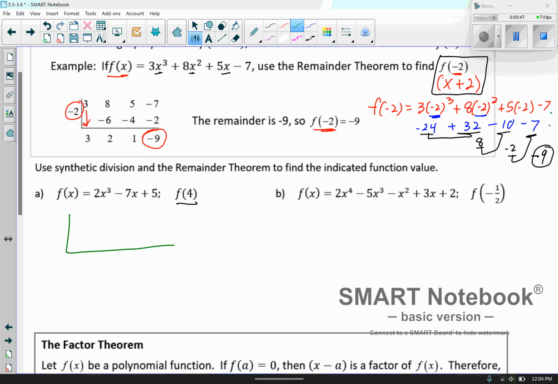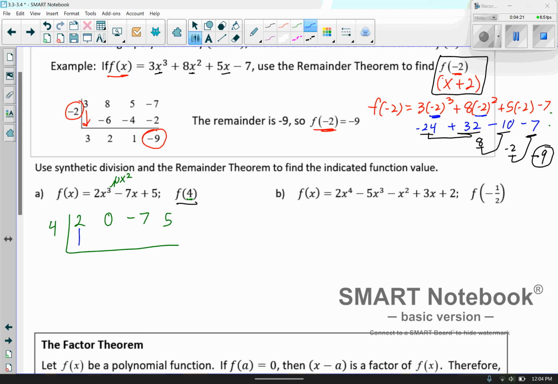Now, be careful here, because I'm missing the x squared, so I am going to need to put a 0 in there. If I don't, it's not going to come back correct. So I need to put in a 2, a 0, then negative 7, and 5. Starting at your highest power, count down, and if you're missing any, you have to put in a 0 for that spot. And now I'm going to use 4 as my magic number right here.